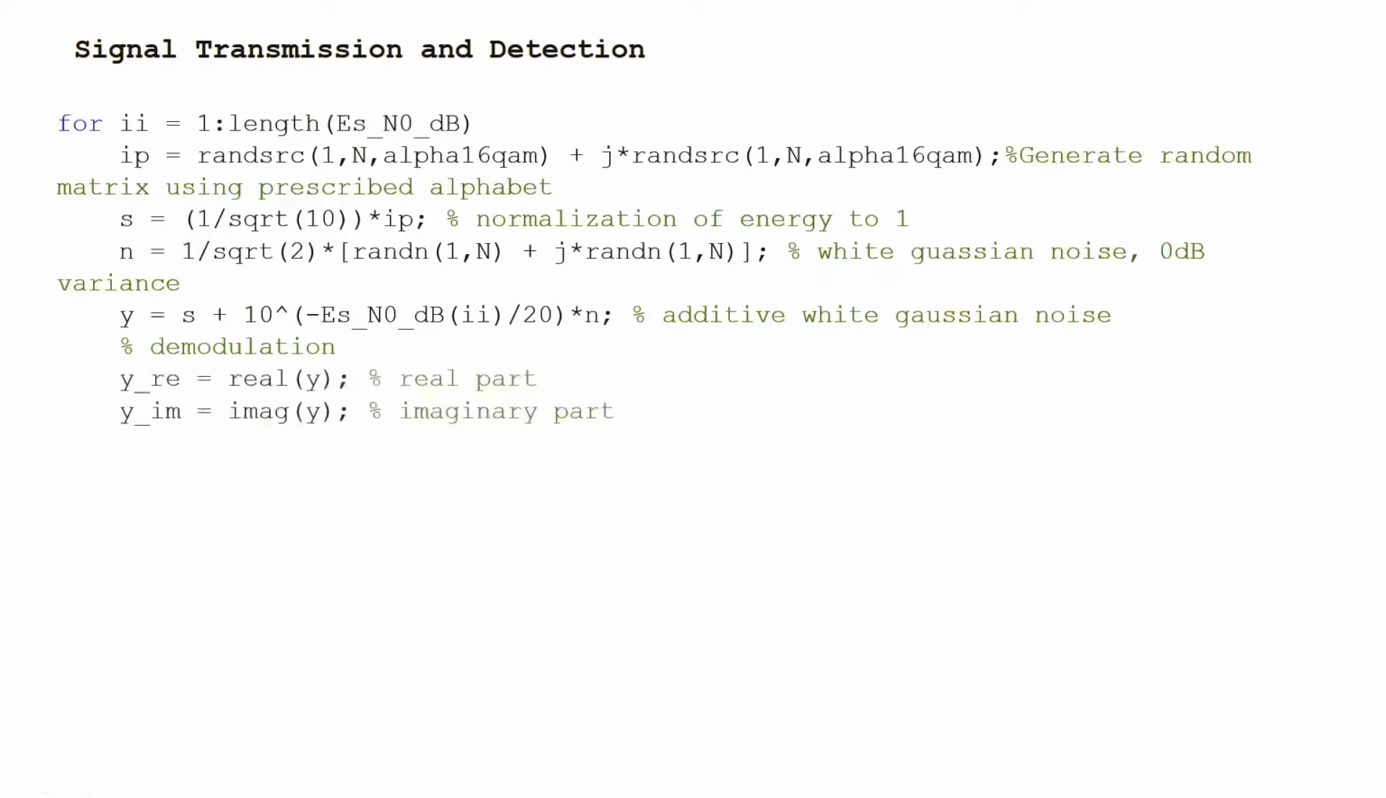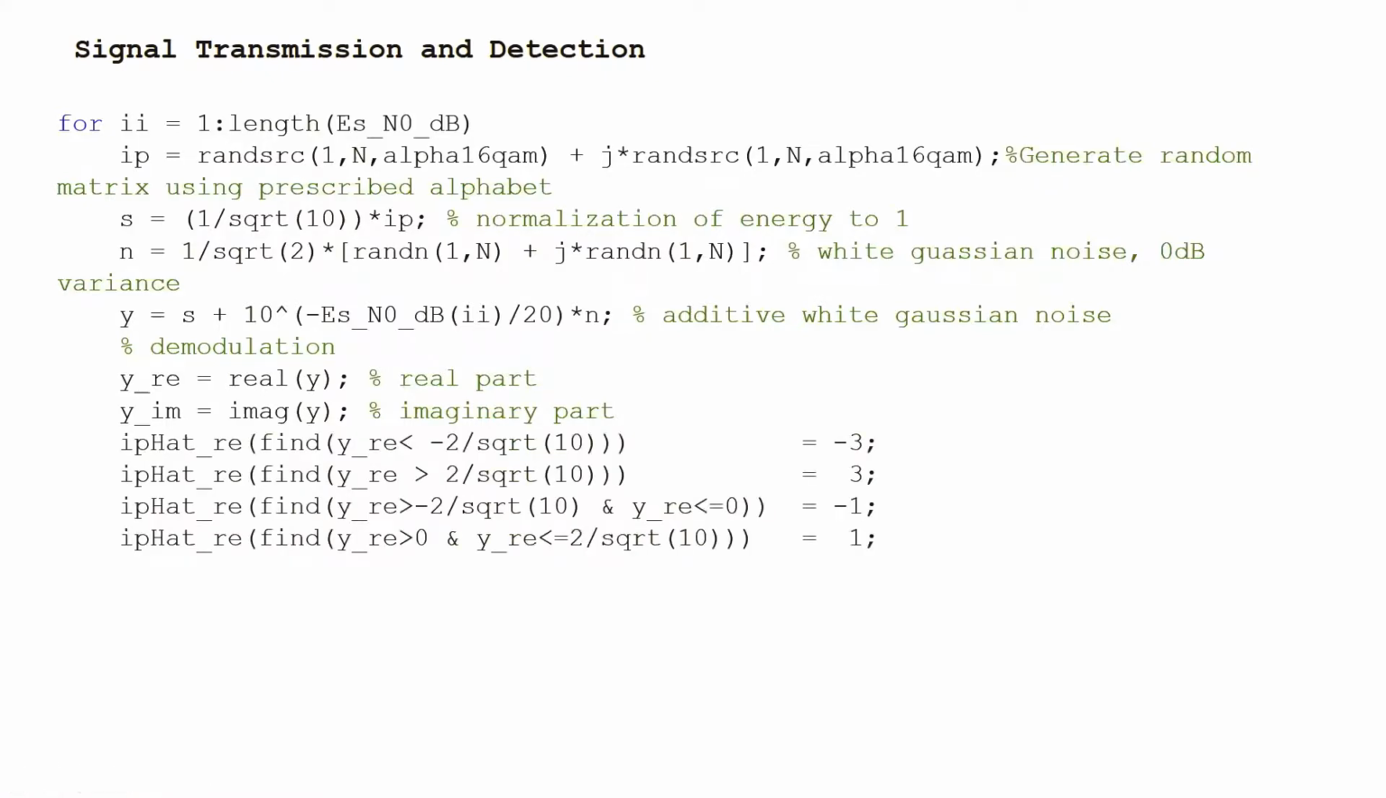At the receiver, we are separating the real and imaginary parts. So y underscore re is the real component of the y which we have transmitted, and y underscore im is the imaginary part of the symbol we have transmitted. So these are the two symbols.